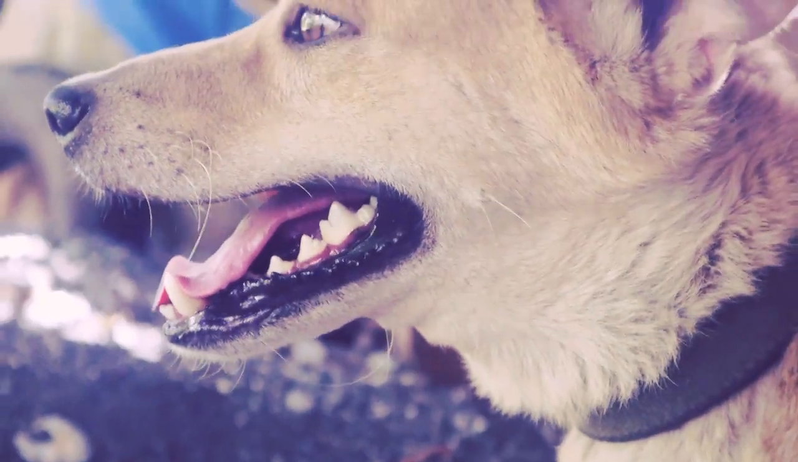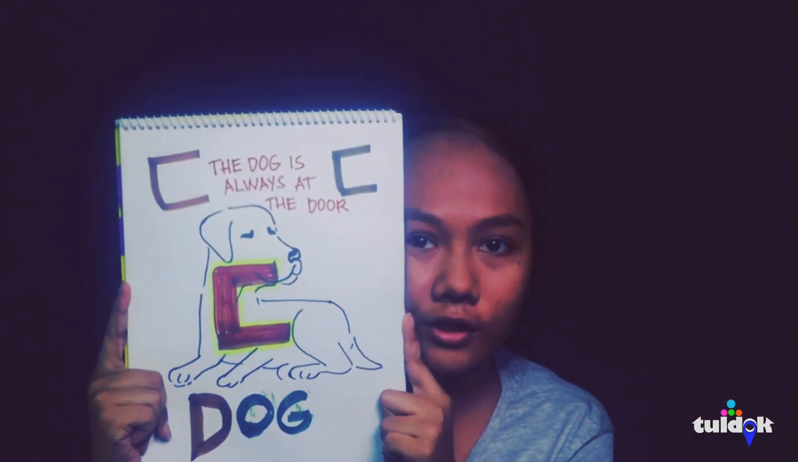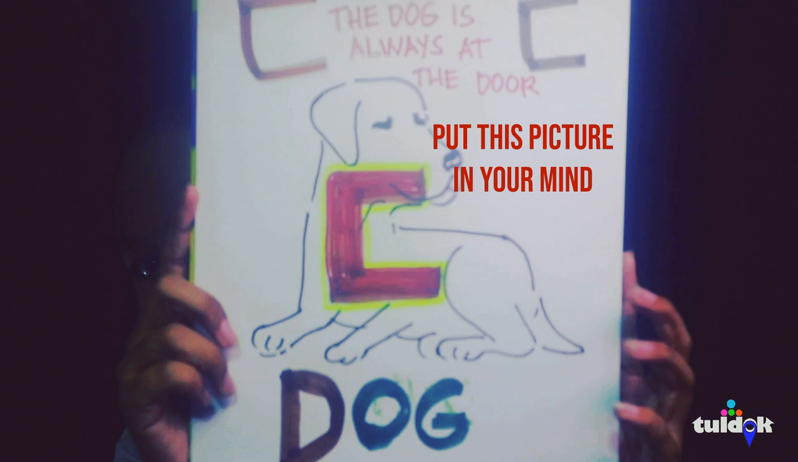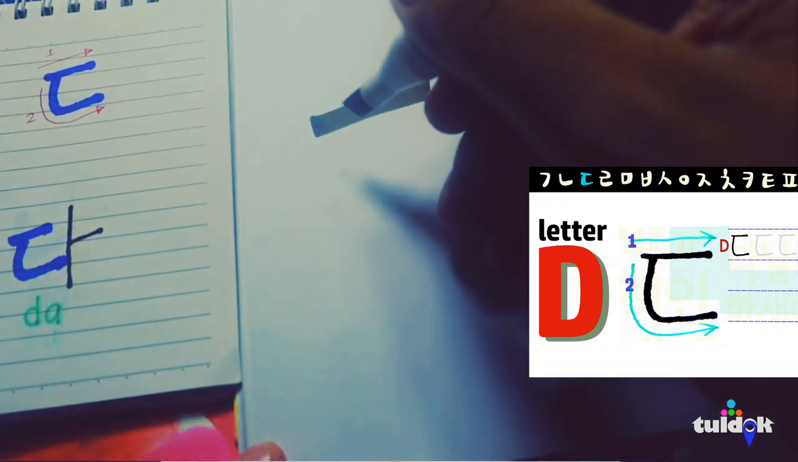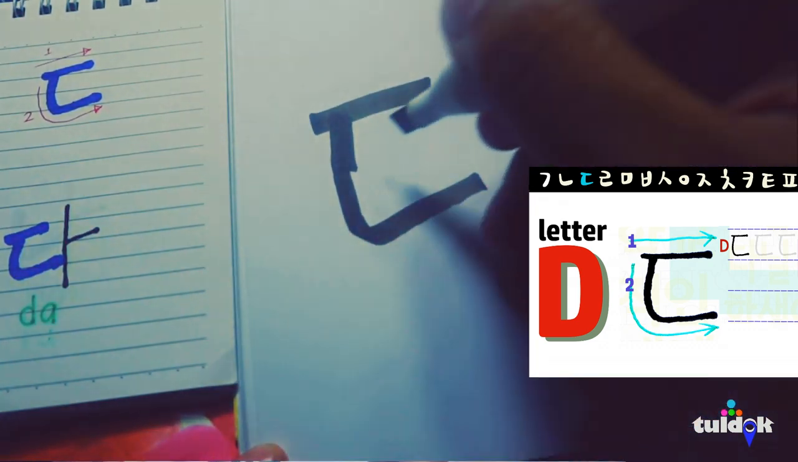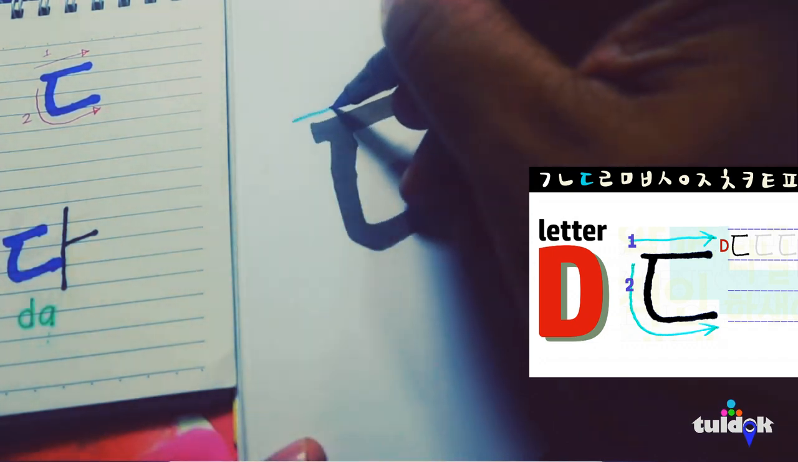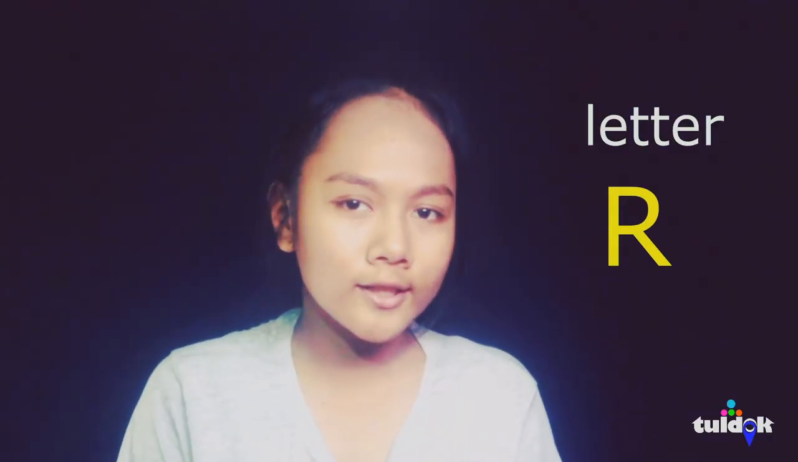Next is the letter D. The dog is always at the door. I want you to imagine a door with a dog, a doggy, in front of it. You can pause the video to look at this image. So here is the way you write the letter D in Korean. It's a two-stroke letter. Just write it like this, one and two.